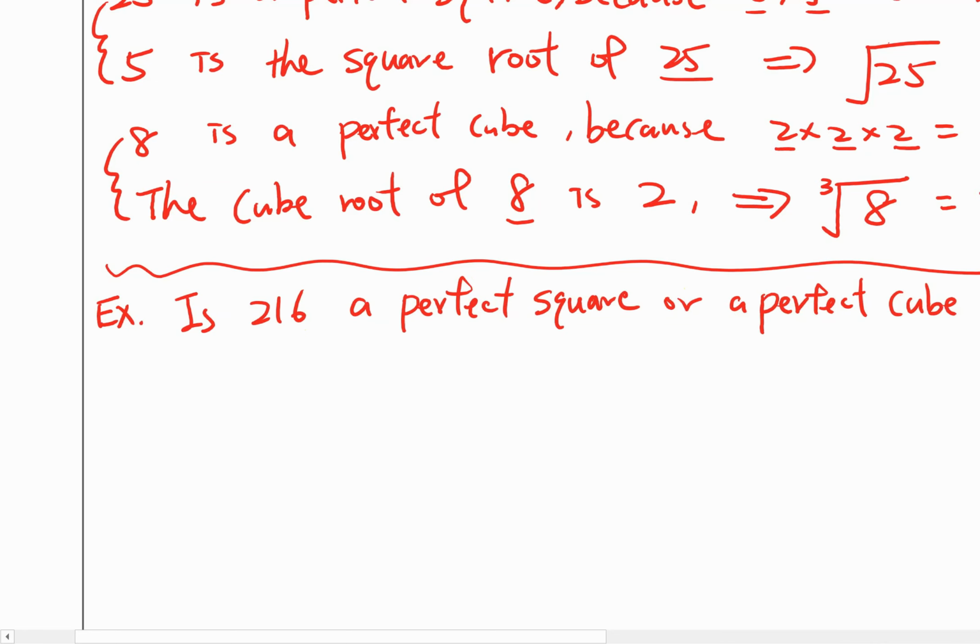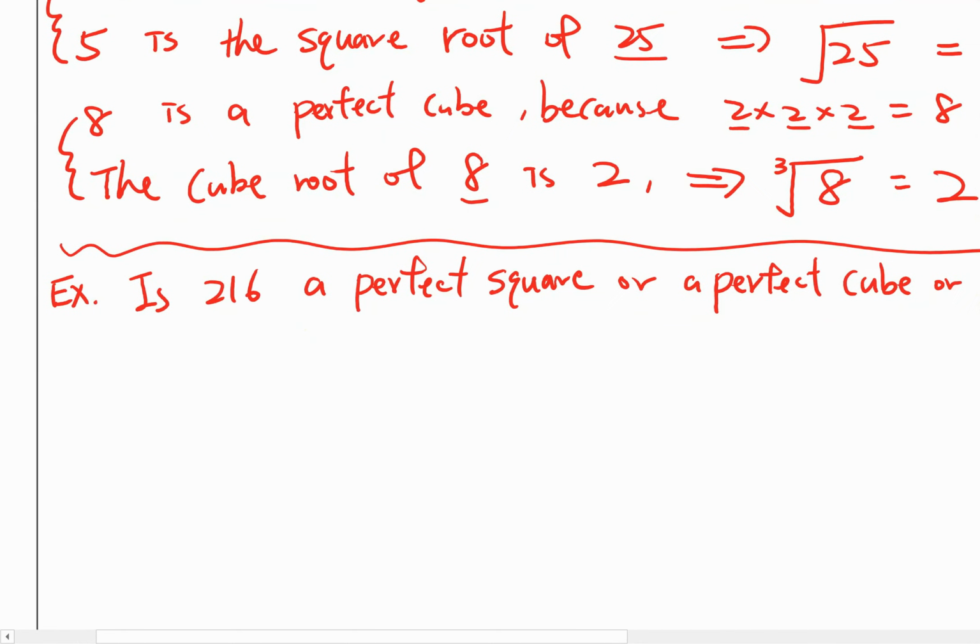Or neither? Okay, so I think we saw this last time. To figure out if it's a perfect square or a perfect cube or not, what we do is we take 216 and we do the factor tree. Okay, we do prime factorization. So you try to break 216 down into its prime factors.